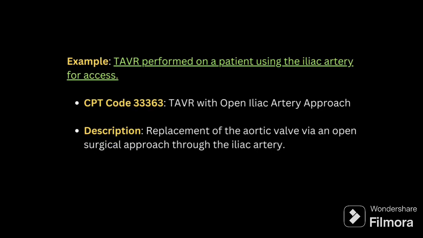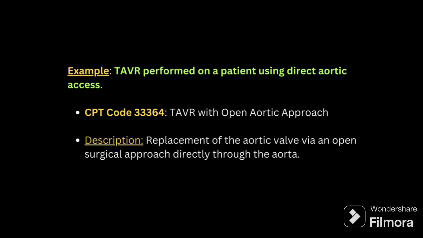Next example, TAVR performed on a patient using the iliac artery for access. For this, we are coding 33363, TAVR with open iliac artery approach. So, the description here is replacement of the aortic valve via an open surgical approach through the iliac artery. Next example, TAVR performed on a patient using direct aortic access. For this, we are coding 33364, TAVR with open aortic approach. Description is replacement of the aortic valve via an open surgical approach directly through the aorta.